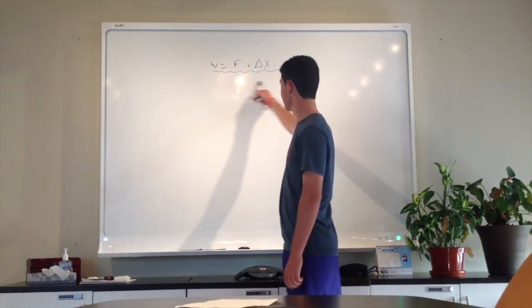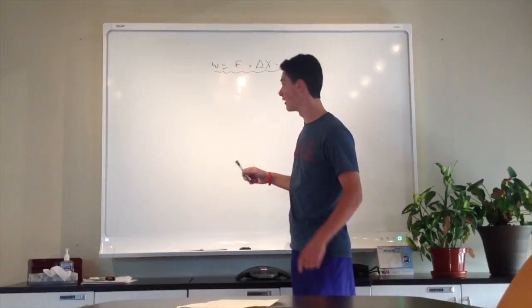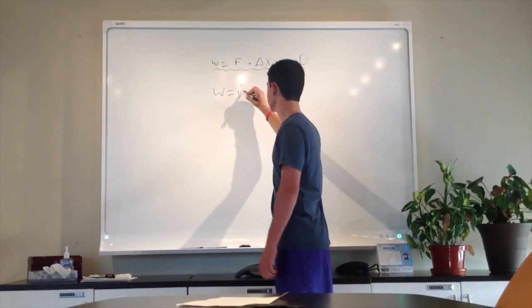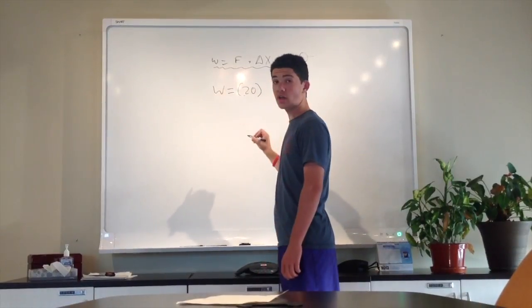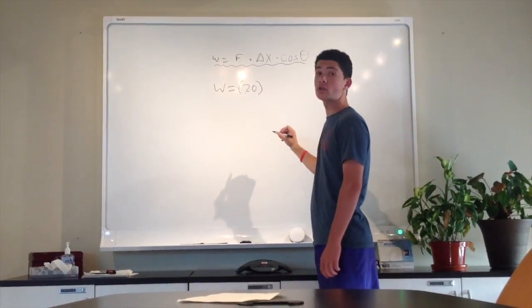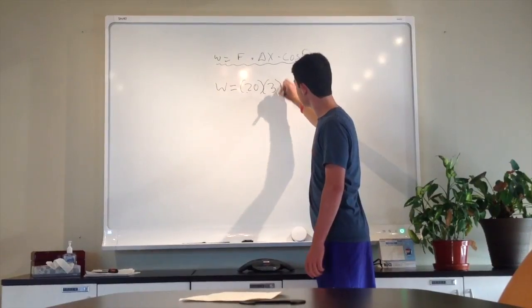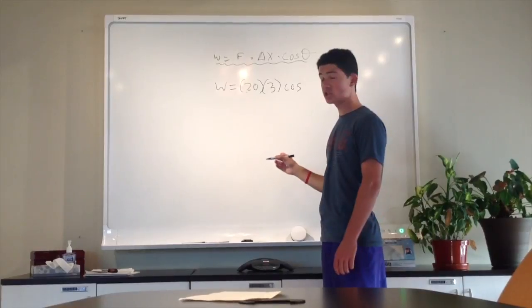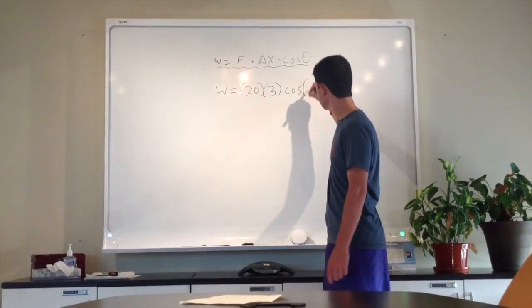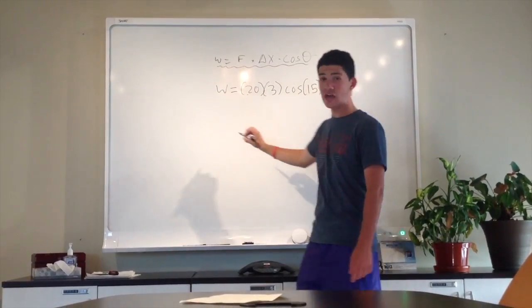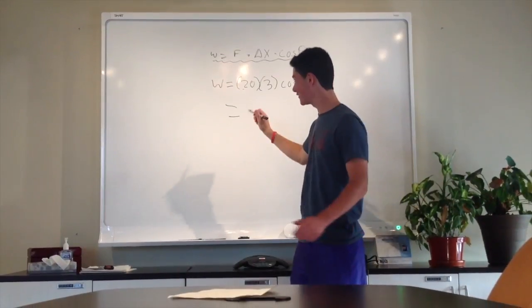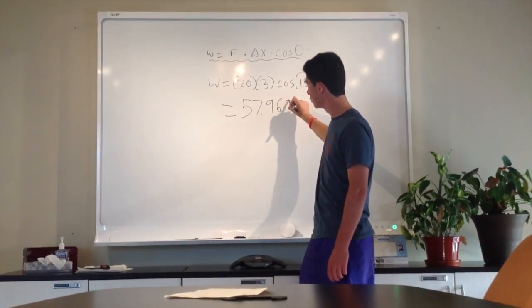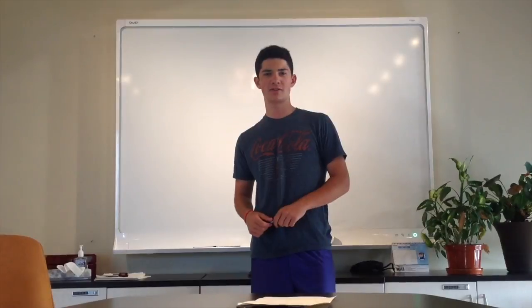So we have the formula here. All it takes is a plug and chug. The work is equal to the force, which is 20 newtons, multiplied by the change in distance, which is 3 meters, times cos of the slope it's been taken up, which is 15 degrees. And that works out to 57.96 joules.